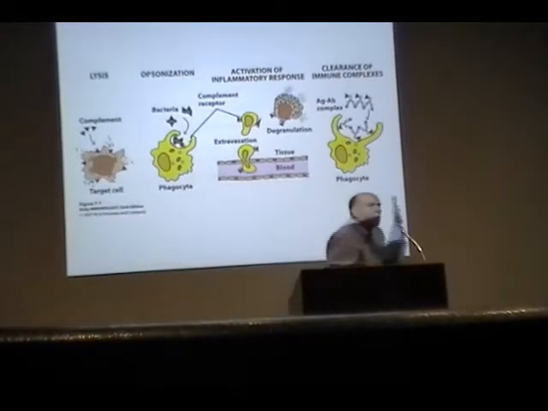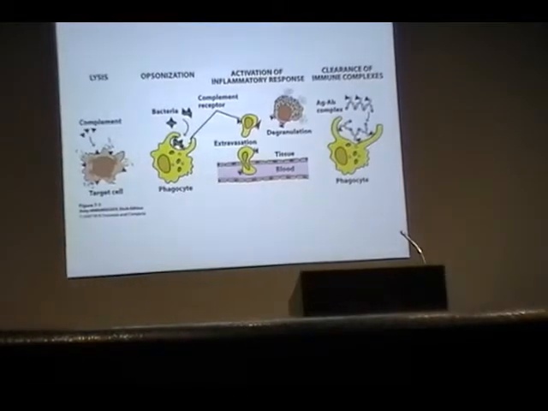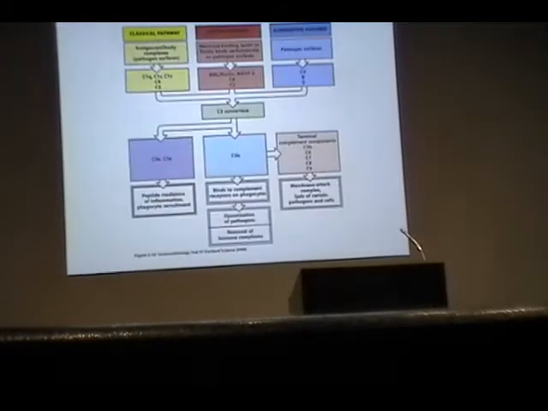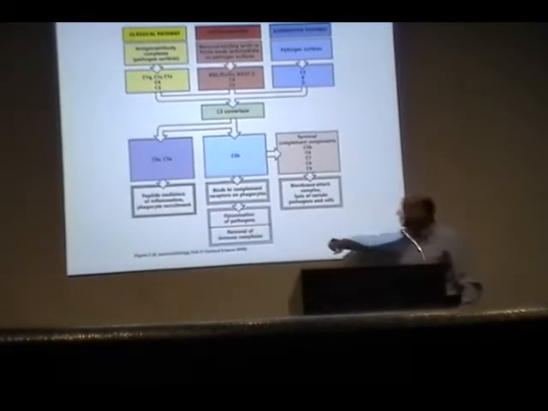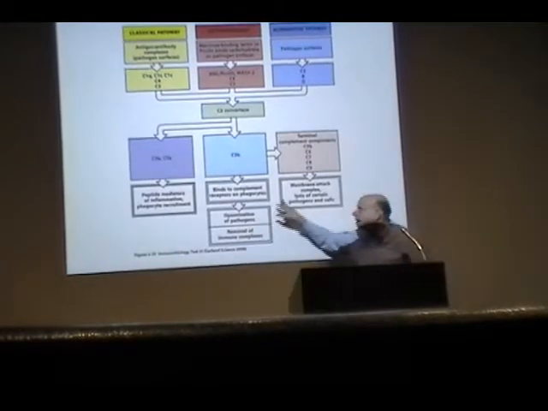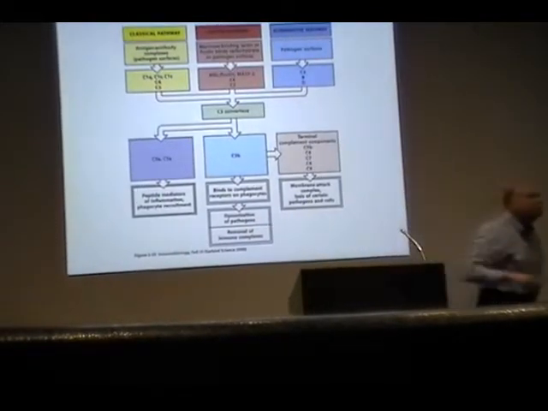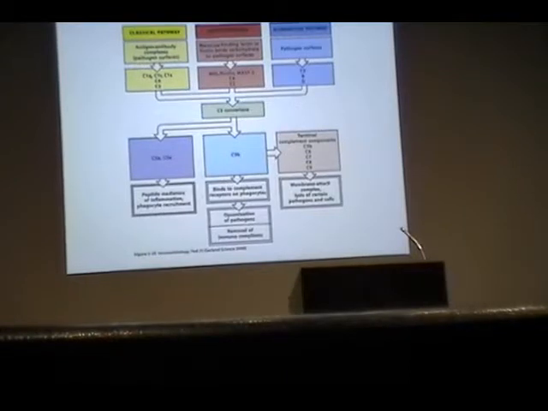So these are the 4 effector functions of the complement cascade, which are these 4 boxes right here. They're the same 4. They might be worded a little differently in different textbooks. But those 4 boxes there are the same 4 that I'll show you on the next slide. Just memorize them.